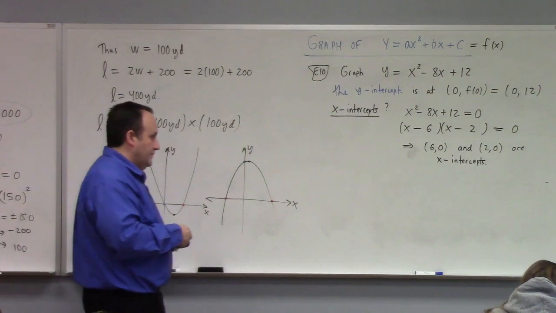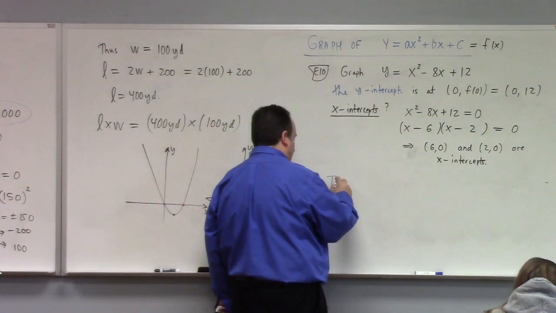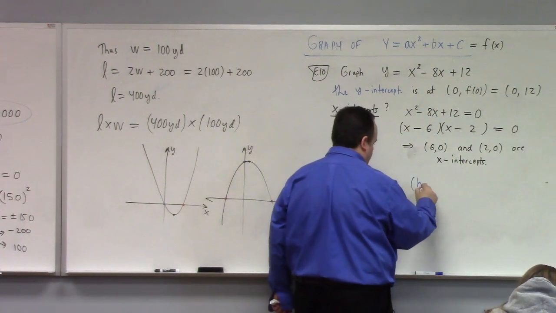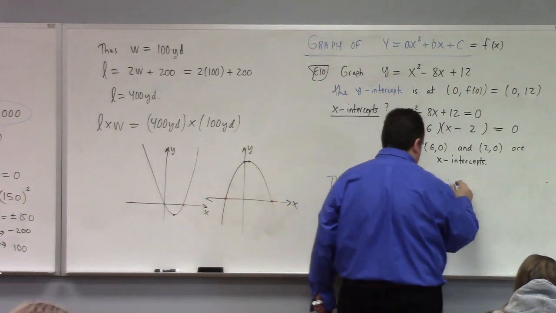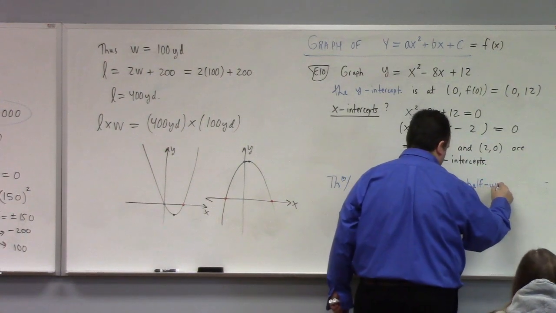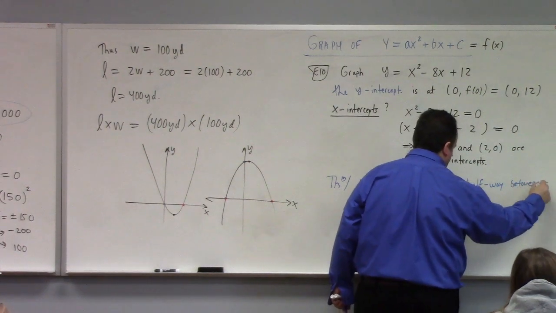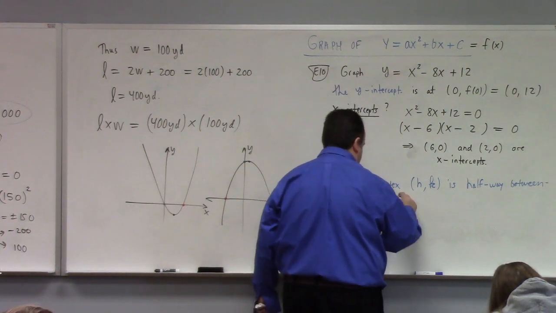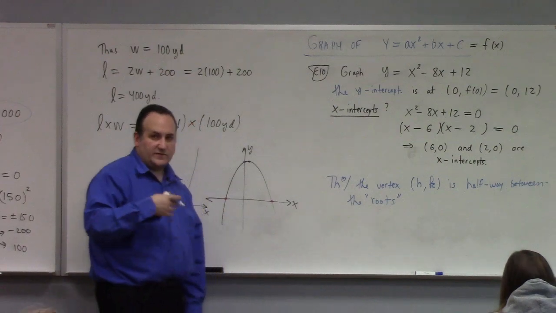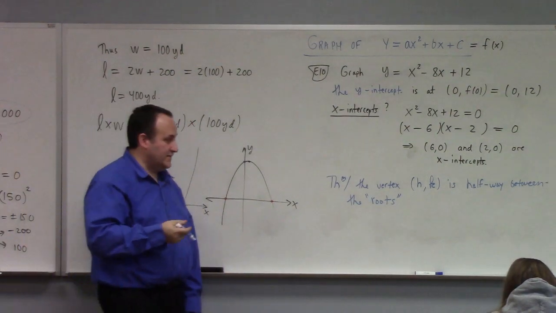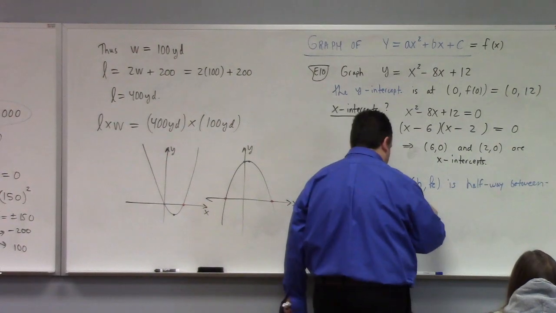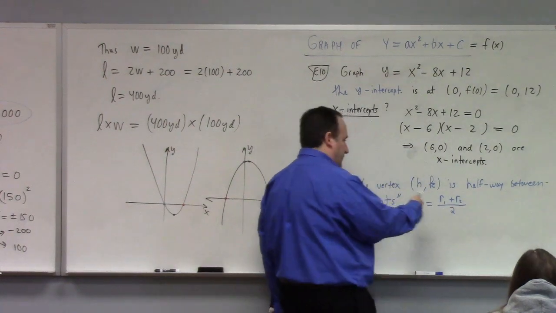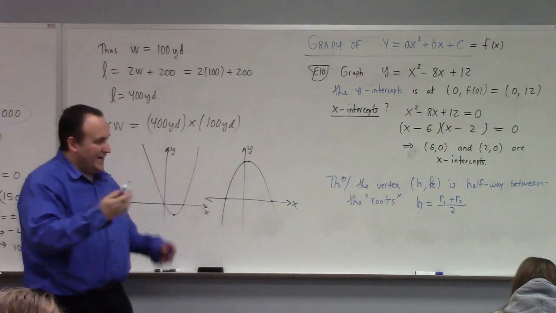So the theorem: the vertex, which we call (h, k), is halfway between the roots. Roots is another name for the solutions to the quadratic equation, the places where it makes it 0. In other words, h is equal to root 1 plus root 2, divided by 2. That's the formula for the h component, the x coordinate of the vertex.